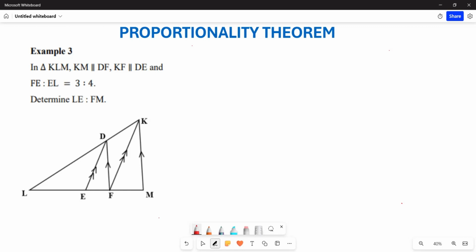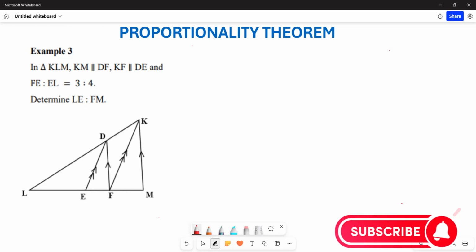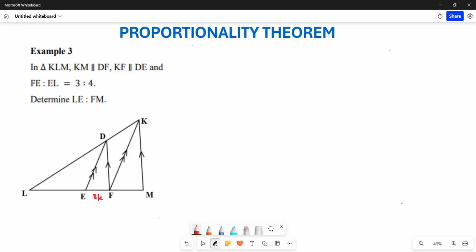Your FE is in proportion with our EL, which means our FE is given by 3K, and then our EL is going to be equal to 4K. So I'm using the 3K and the 4K just to show the proportionality. This is not necessarily the length, this is just their ratio. Now, let's continue.